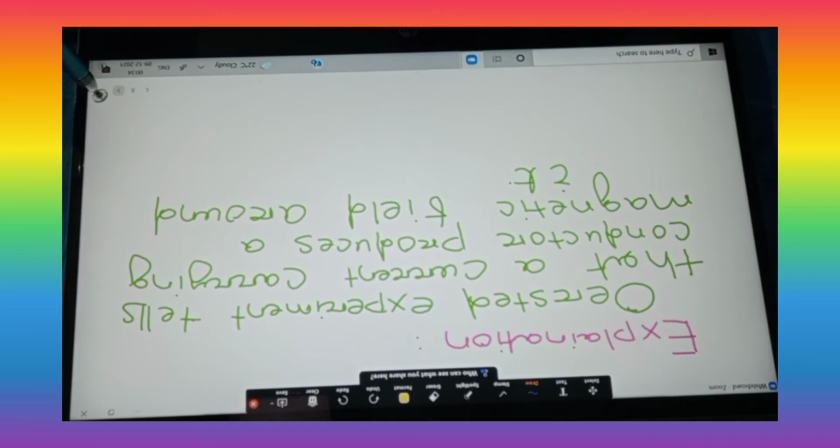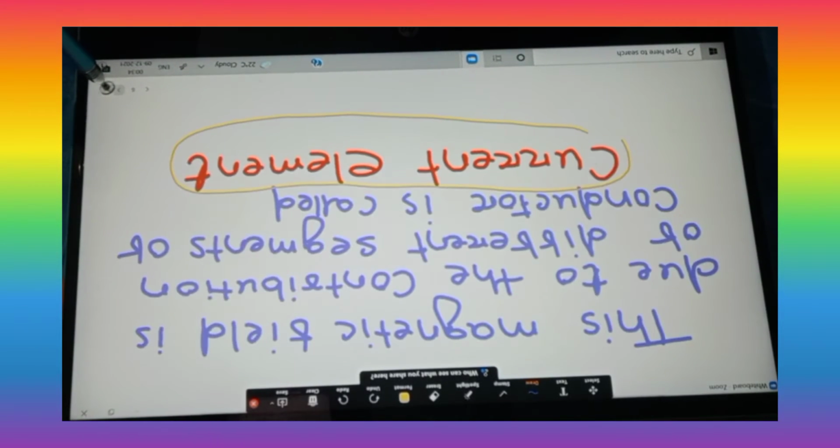As per the Oersted experiment, which you already know, a current carrying conductor produces a magnetic field around it. So when an electric current is flowing through a conductor, there is a magnetic field around the current carrying conductor. This concept was given by the Oersted experiment, and all of you know it.